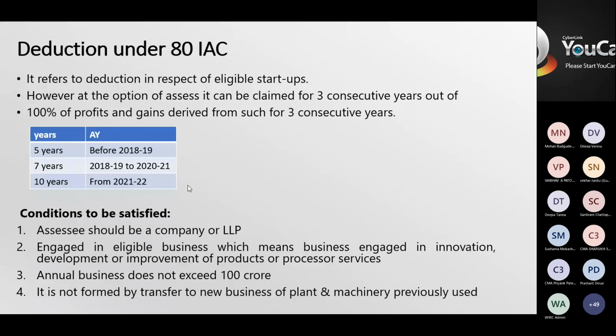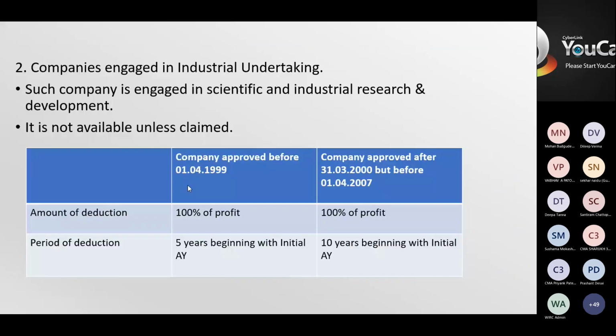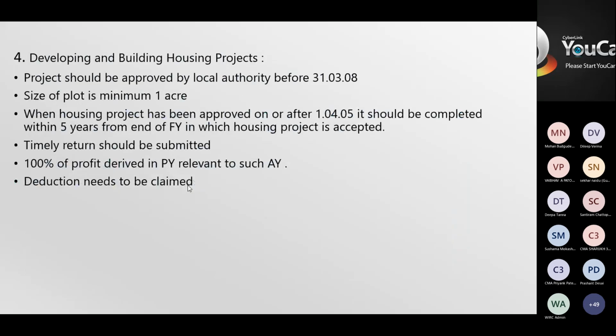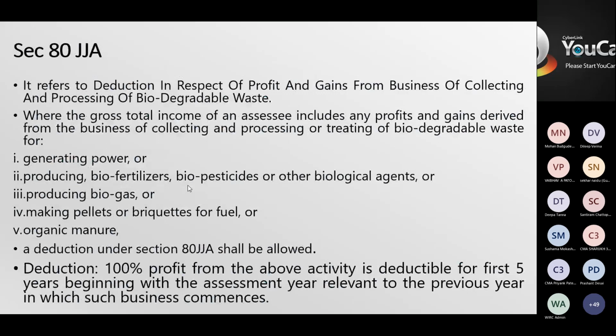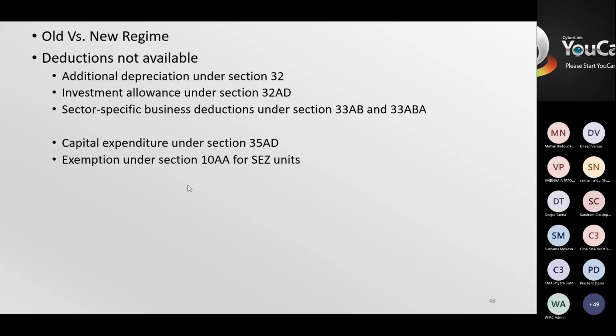And of course, there is a turnover limit also, that 100 crores is the turnover limit. So if your turnover is exceeding 100 crores, then you will not be able to take the benefit. And it should not be formed by transfer of a business, or plant and machinery previously used. So 80IA, IB, I'll just quickly run through this because, of course, I'm not saying not very relevant, but I just wanted to show you this last slide of my presentation.